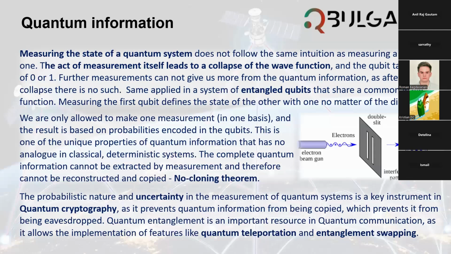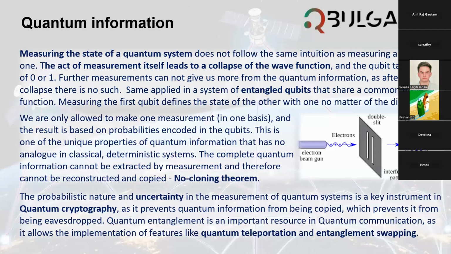We will see those properties in the next QBulgaria and QSlovenia lectures. But this is one of the unique properties of quantum information, for which there is no analog in classical, deterministic systems. The complete quantum information cannot be extracted by measurement, and therefore cannot be reconstructed and copied. This is the key to the no-cloning theorem.